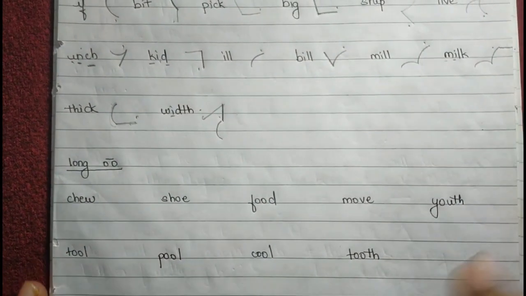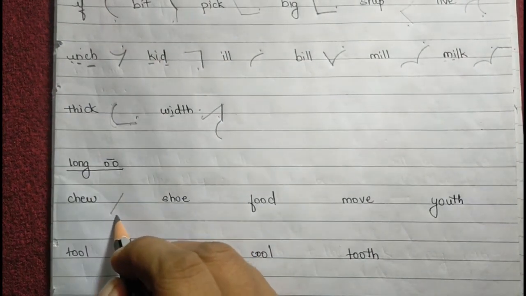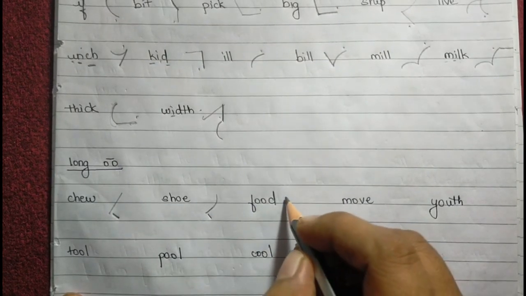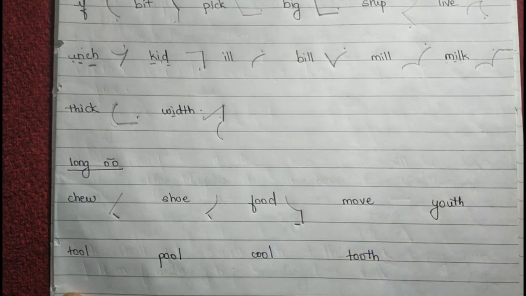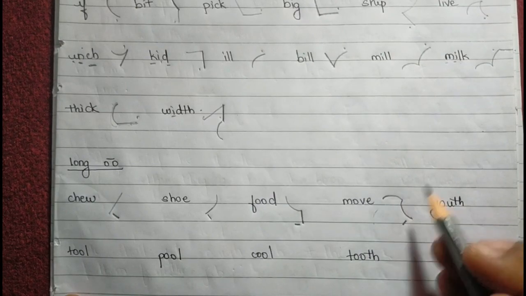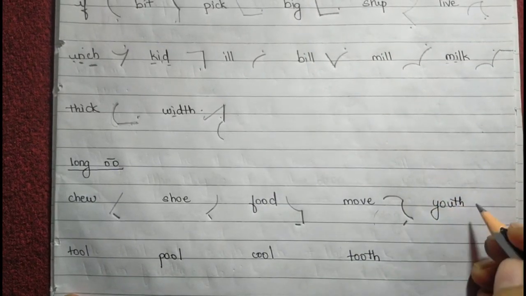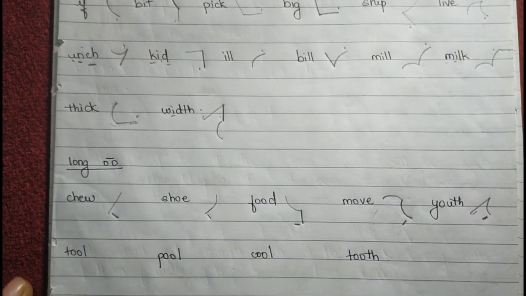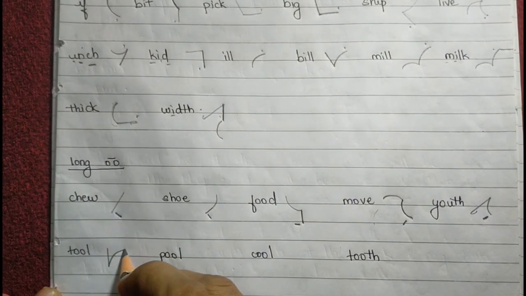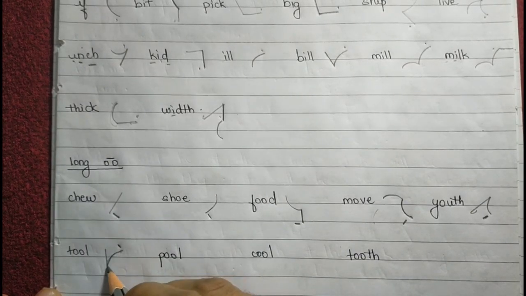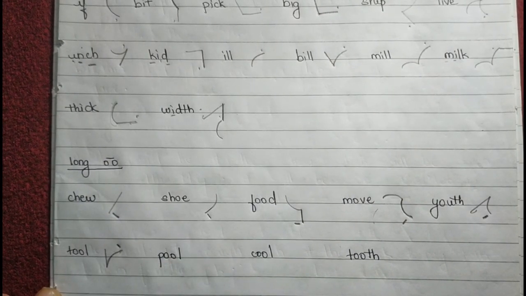Now examples of long oo. Chew. Shoe. Food. Move. M, V and oo. Youth, oo, Th, third place. Tool. So T, L and oo. This is the third position. Since L is an upstroke, this will be the third position.